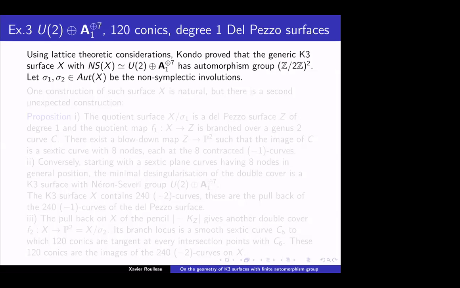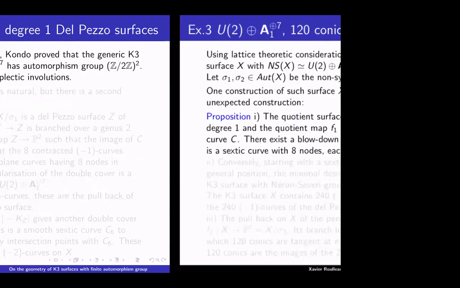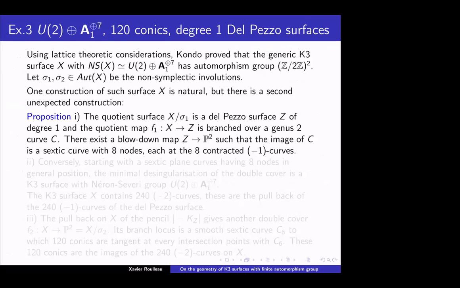So Kondo has proved that the automorphism group is Z over 2Z to the square, and it is generated by non-symplectic involutions, sigma 1 and sigma 2. So from that, one can construct these surfaces in 2 ways. The first one is very natural, it's obvious, and the other one is an unexpected construction. The quotient surface by the first non-symplectic involution is a del Pezzo surface of degree 1, and the quotient map is a branch of a smooth genus 2 curve.